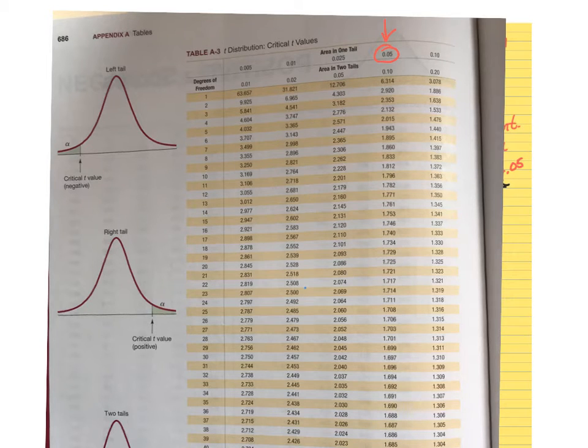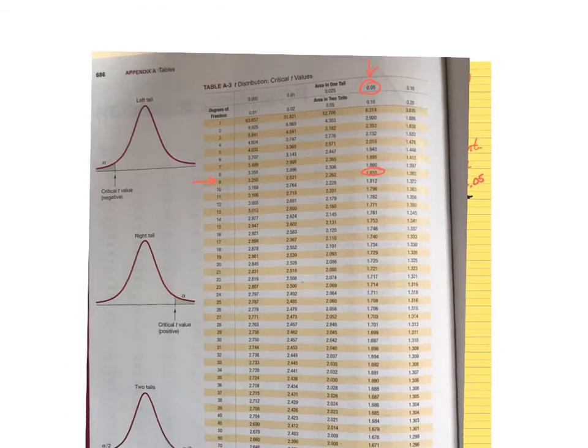And then degrees of freedom. Degrees of freedom is our sample size, which is 10, minus 1. So degrees of freedom is 9. That means we are using 1.833 as our t-score in our formula.